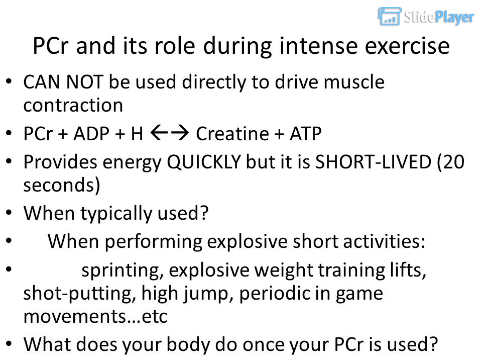It cannot be used directly to drive muscle contraction. PCr plus ADP gives creatine plus ATP. It provides energy quickly but it is short-lived, about 20 seconds. When typically used: when performing explosive short activities, such as sprinting, explosive weight training lifts, shot putting, high jump, periodic in-game movements, etc.